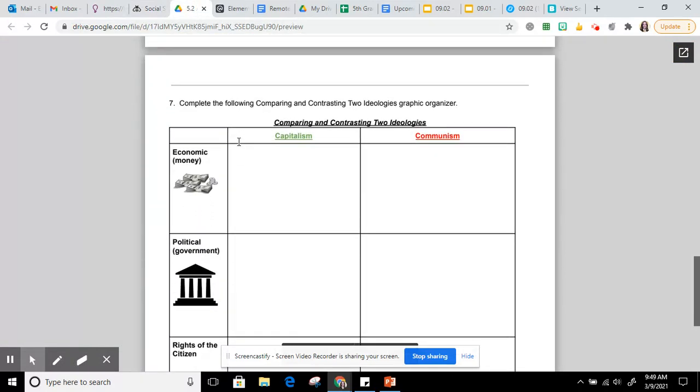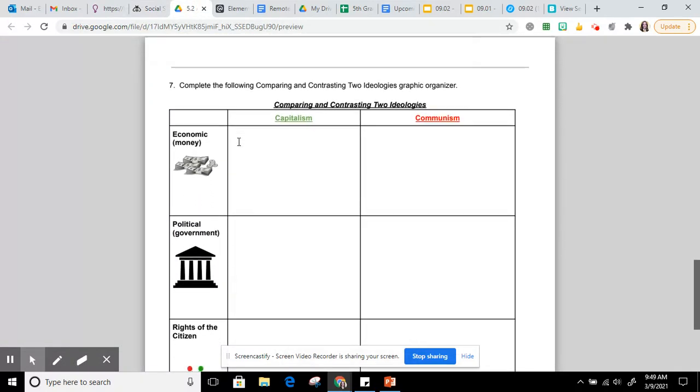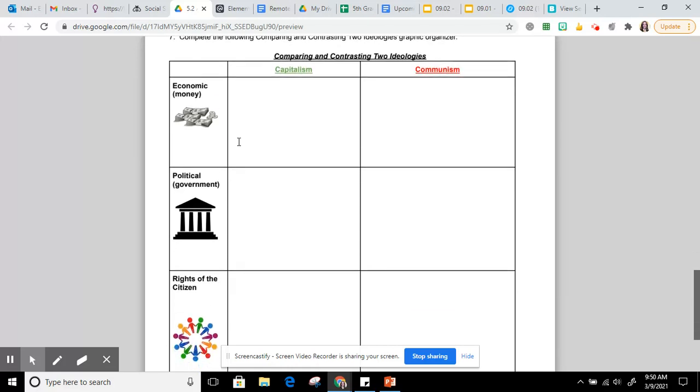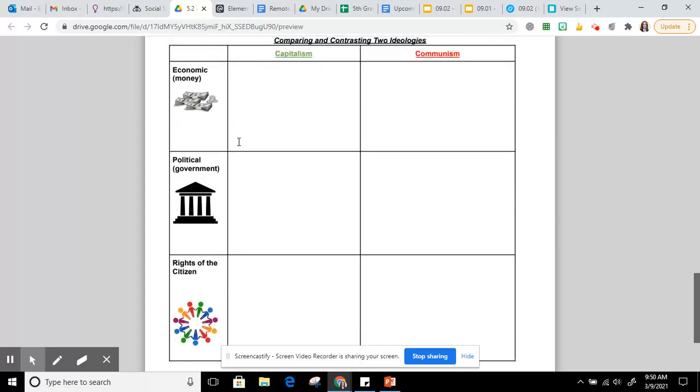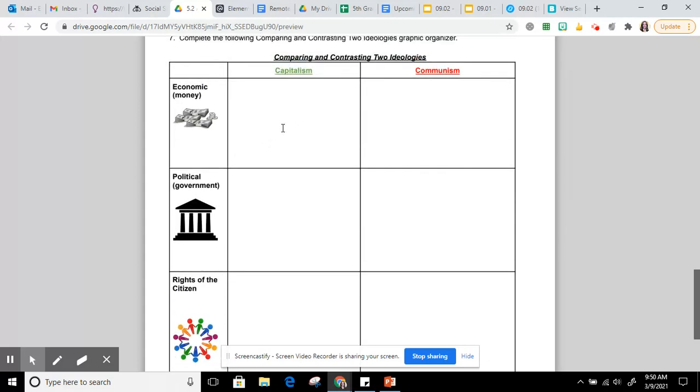So question 7 is a chart where you are comparing and contrasting the two ideologies when it comes to economics, which is money, politics, which is government, and the rights of the citizens, the human rights. So you're going to just fill in information comparing and contrasting the two. In a capitalist government, in capitalism, what is happening with the government's money, the people's money? Okay. In a communist government, same thing. What's that economy like in a communist government?